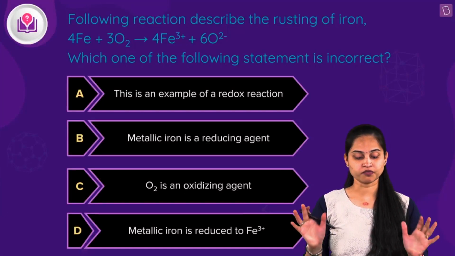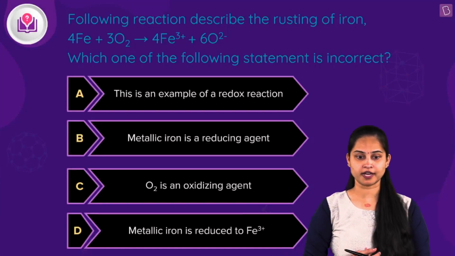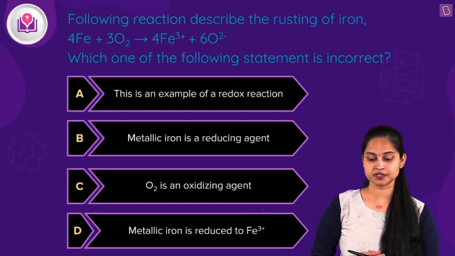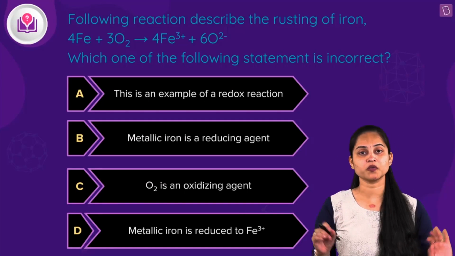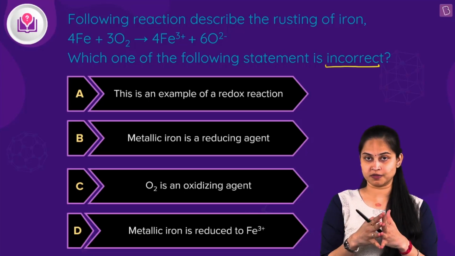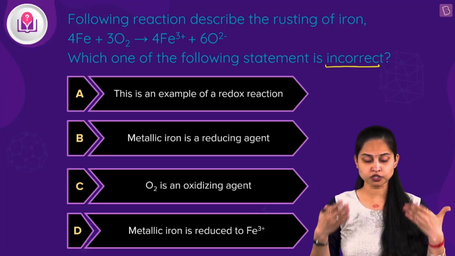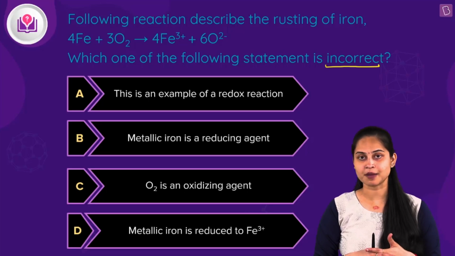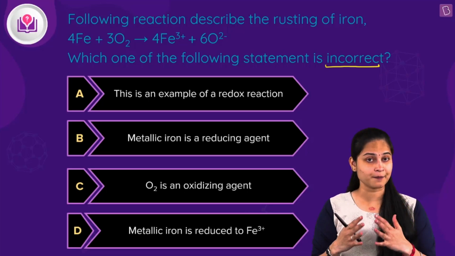Question over here is, the following reaction describes the rusting of iron. 4Fe plus 3O2 gives us 4Fe3 positive and 6O2 negative. Which one of the following statements is incorrect? Okay. See, from this particular reaction, if I just look at the statements given to me, this is an example of redox reaction. Yes, absolutely, this is an example of redox reaction.